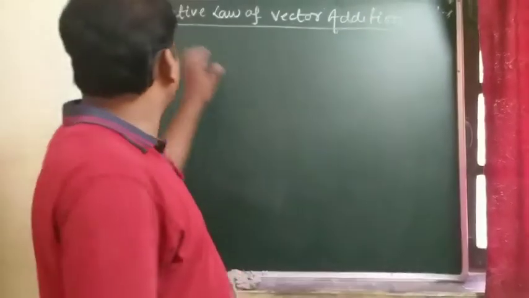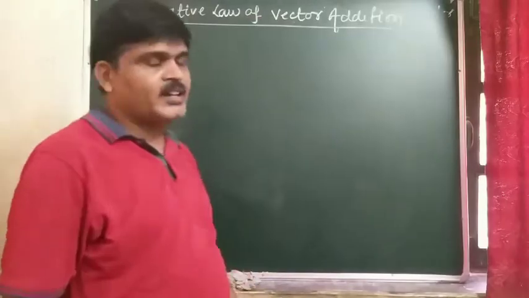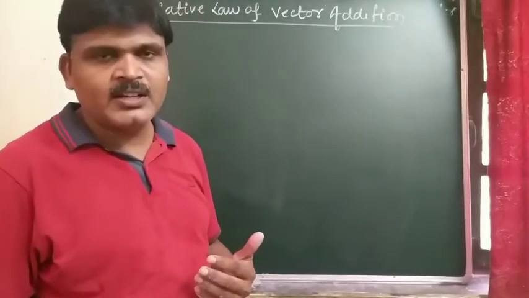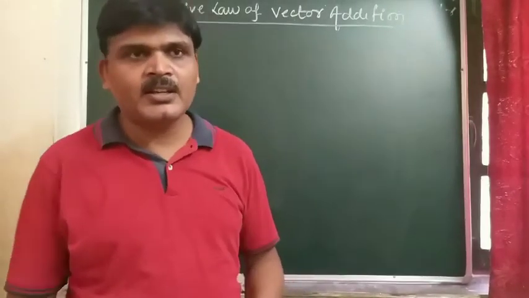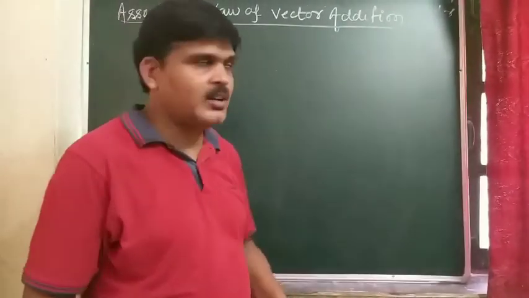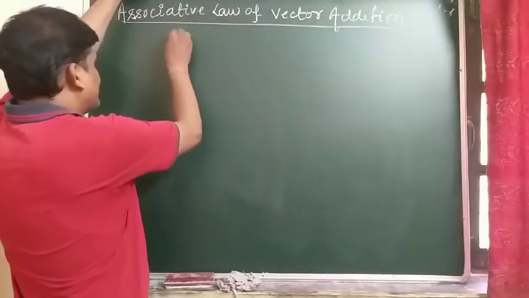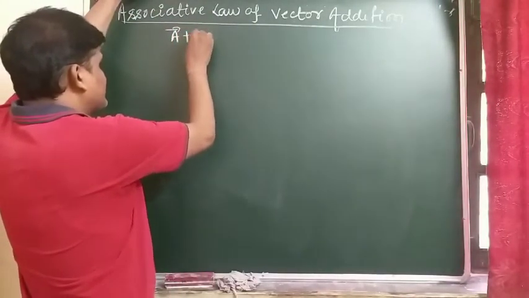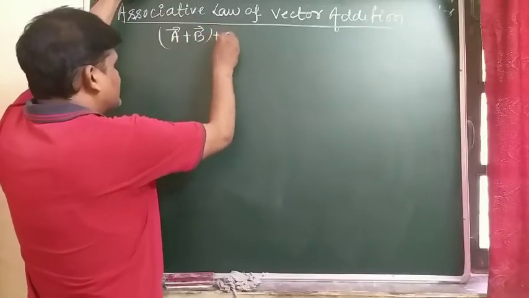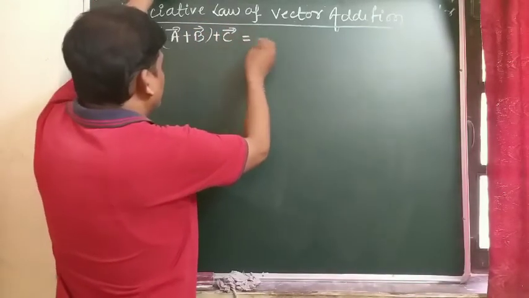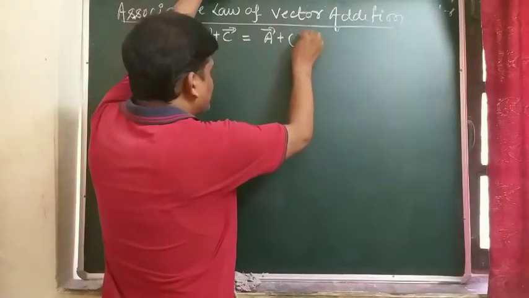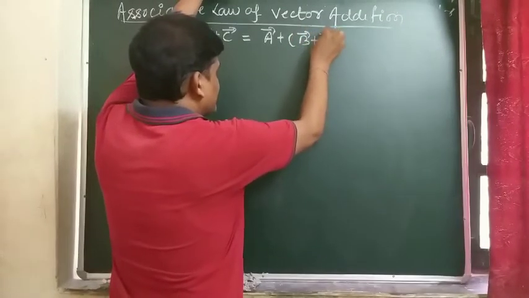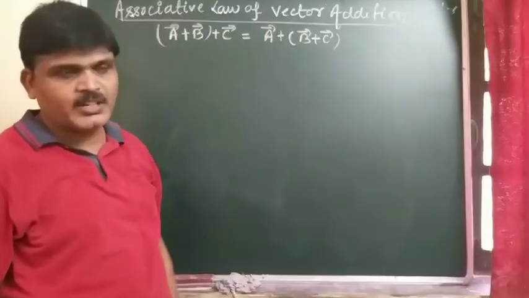Next topic is, student, the associative law of vector addition. So in mathematics you know that if 3 vectors, vector A, vector B and vector C, follow the associative law, we can write vector A plus vector B in one bracket, and then vector C outside it, which is equal to vector A plus, in another bracket, B plus C. So vector addition follows the associative law.